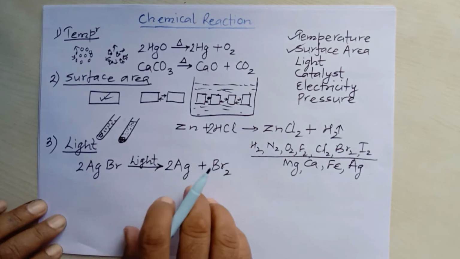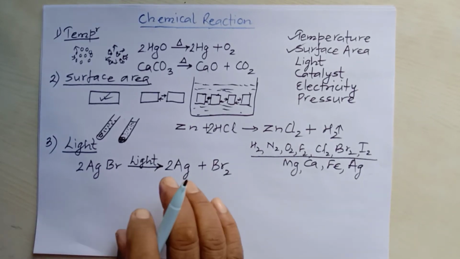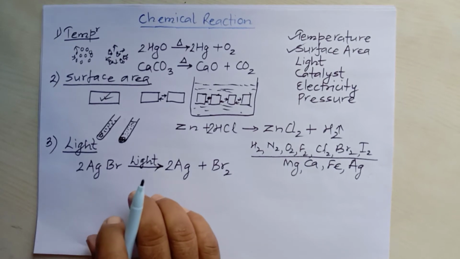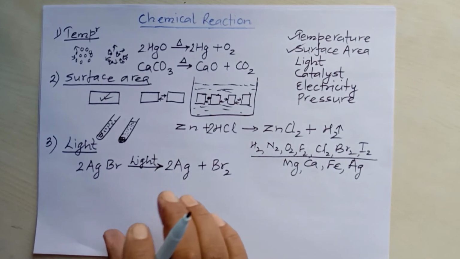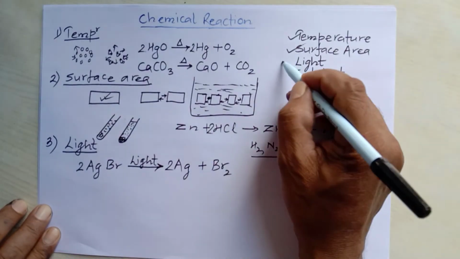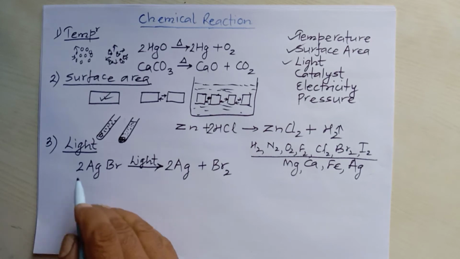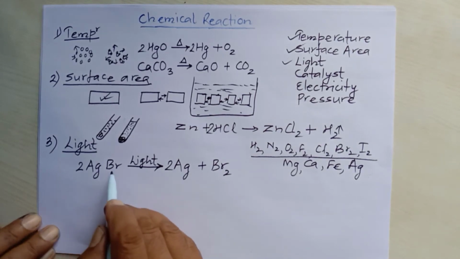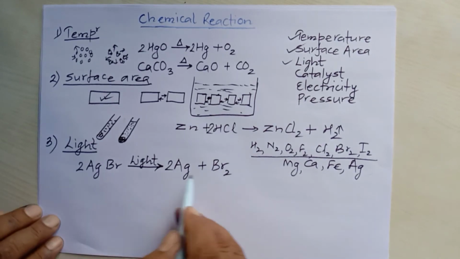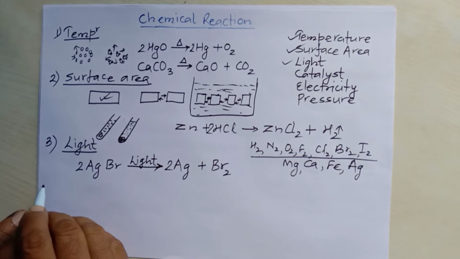This is one example of a reaction that takes place because of light. That's why light is a factor which affects the rate of chemical reaction. If light is not falling on the silver bromide compound, then it will not break down into these two. There are other reactions also, but this is one of the best examples.